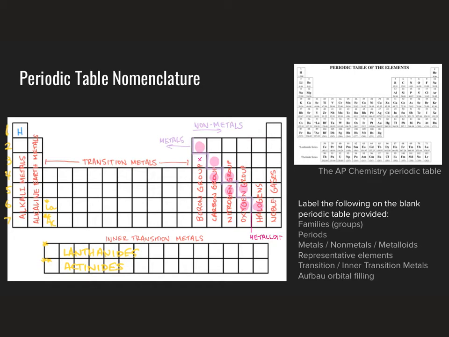A couple other terms to just remember from last year. The elements which are not transition elements, that's essentially the A group elements, we refer to these as the representative elements. So that's, again, everything except for those transition elements and inner transition elements.